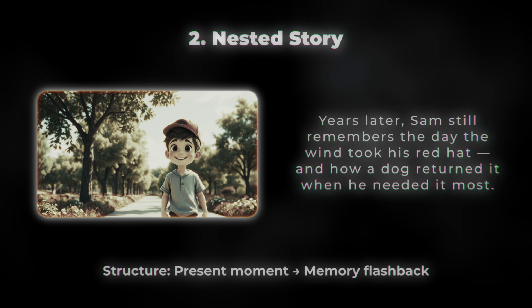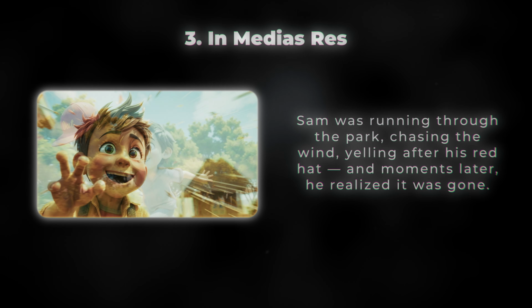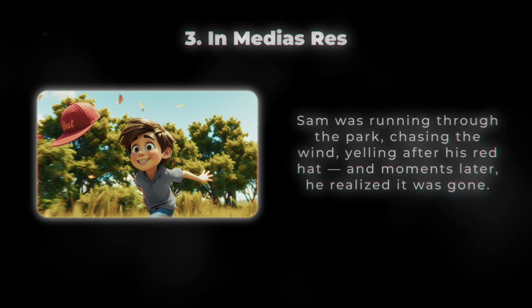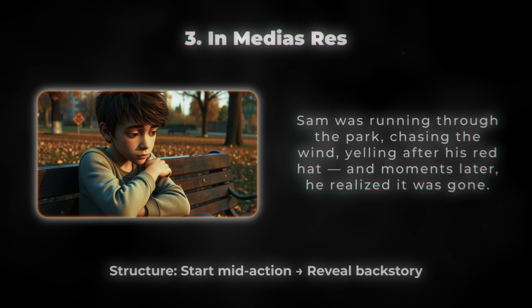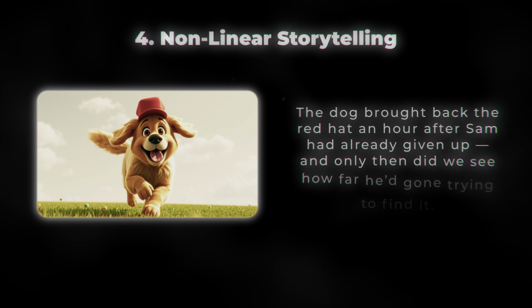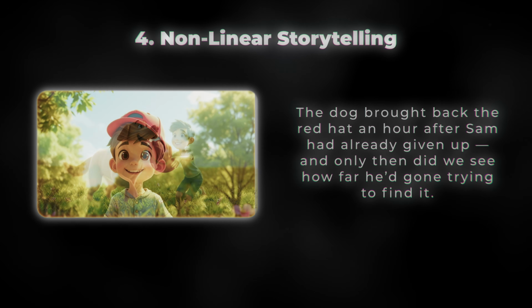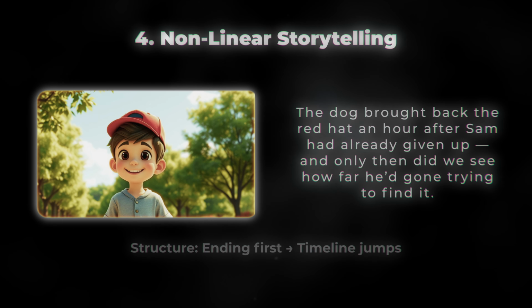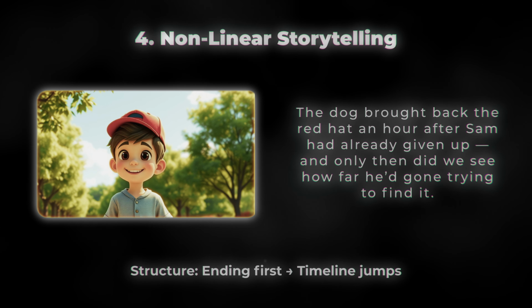Advanced style number 3 is in medias res. Sam was running through the park, chasing the wind, yelling after his hat, and moments later he realized it was gone. Drop into the action mid-moment, then explain how you got there. Advanced style number 4 is non-linear storytelling. The dog brought back the red hat an hour after Sam had already given up, and only then did he see how far he'd gone trying to find it. Reveal key moments out of order to reframe the viewer's perspective.